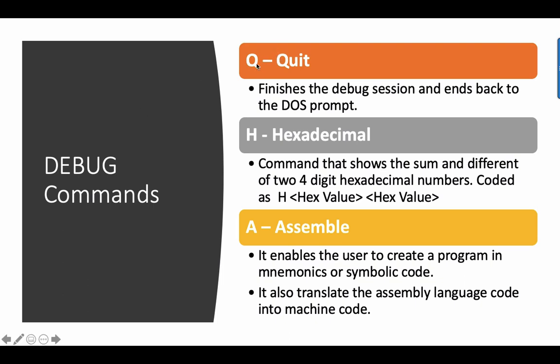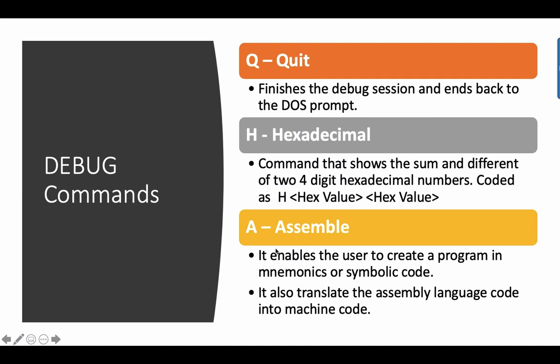So the first command that is available is Q, or quit, that allows us to finish the debug session and end back to the DOS prompt. The second one is H for hexadecimal. This allows us to show the sum and difference of two hexadecimal numbers. The format is you're going to type H followed by two hexadecimal values.